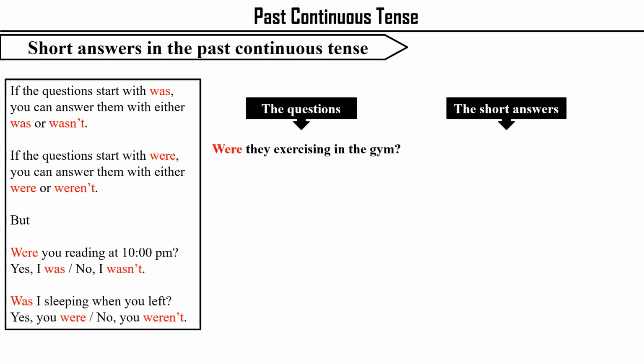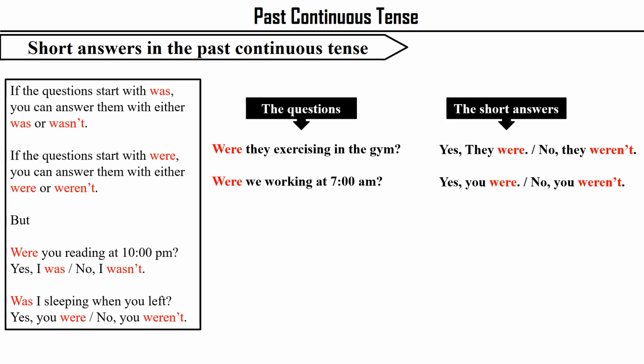Were they exercising in the gym? This question starts with were, and the answer must be with were. Were they exercising in the gym? If they were exercising in the gym, yes, they were. If they were not exercising in the gym, they weren't. Were we working at 7 a.m.? Yes, you were. Or no, you weren't.